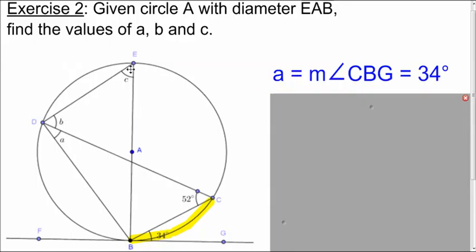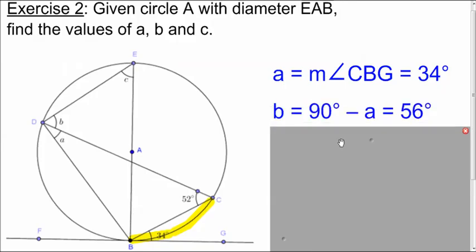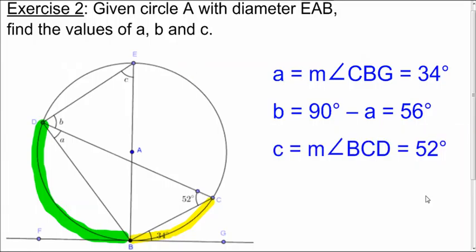And what can we say about angle EDB, this angle right here? Well, that's 90 degrees by Thales' theorem, right? This is the diameter. So we know that A and B are complementary, so that must be 56 degrees. And for angle C, let's look at its intercepted arc. So that intercepts this green arc, but so does the inscribed angle DCB. So since these are both inscribed angles with the same intercepted arc, they have to be congruent, so they have the same measure.